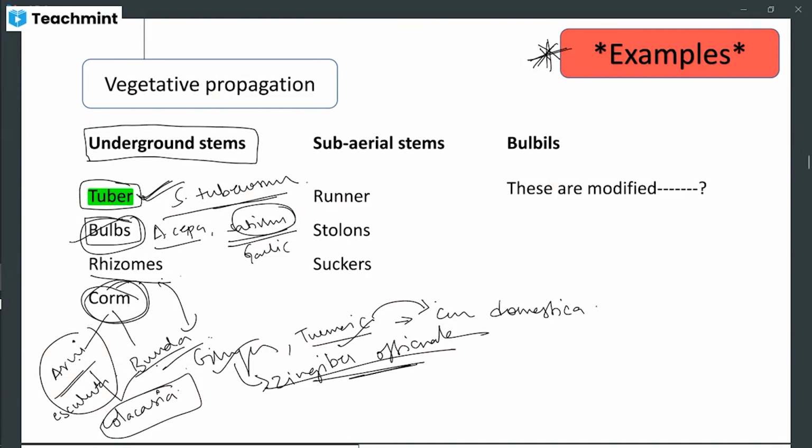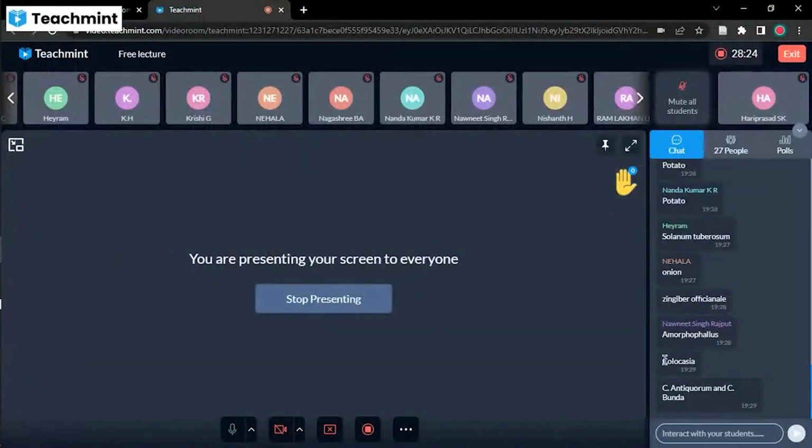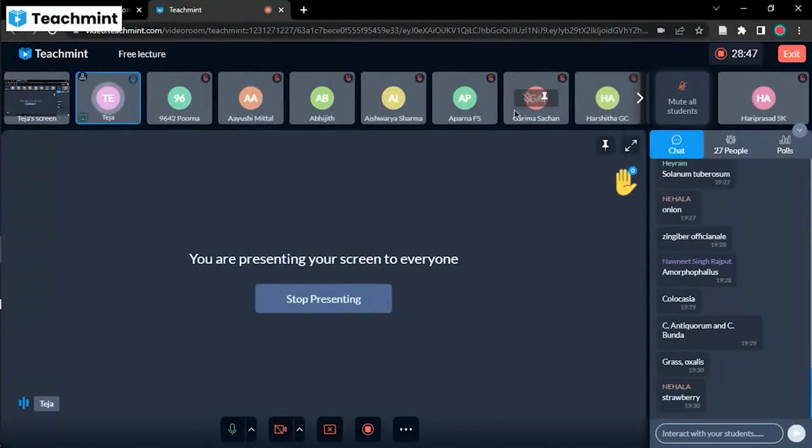And now coming to the subaerial stems, we will be going through three different parts: runner, stolon and suckers. Can anyone say a fruit which is an example for runner? Yeah, example for a runner. Grass, oxalis, good. Okay, strawberry, good. So what is the scientific name of strawberry?